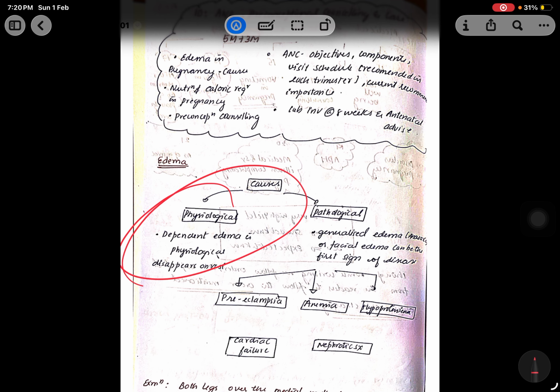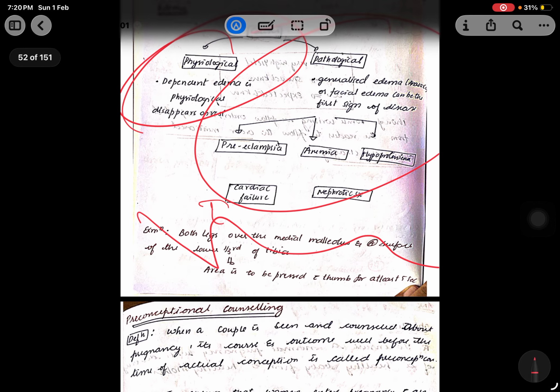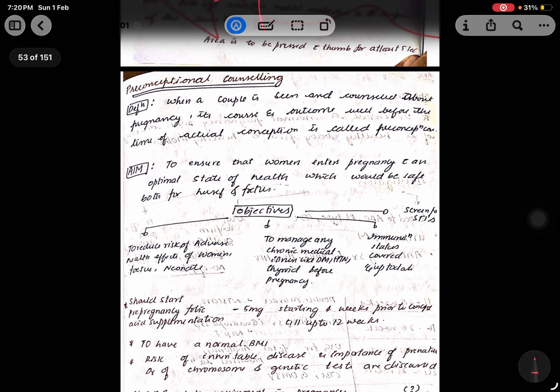So what are the causes of anemia? For any causes, you have to divide it into physiological and pathological causes. Just place it and come back. This is the examination part. In and out, I know you know it. I am not discussing it. Okay.